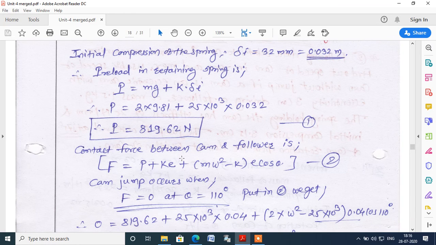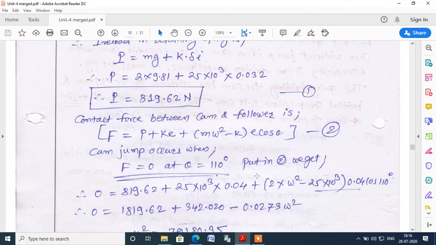Then contact force between cam and follower F is equal to P plus ke plus, in bracket, m omega square minus k into e cos theta. Now it is mentioned cam jump occurs in our problem. Cam jump occurs when theta is 110 degrees. Correct. So F is 0. Cam jump occurs means at that time contact force is 0. So F is 0 at theta equal to 110 degrees.